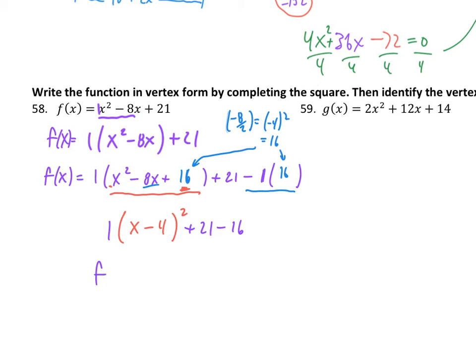The last simplification would be to combine those 2 like terms at the end there. So I just stop writing the 1 now. x minus 4 squared, and then 21 minus 16 is 5. And then the vertex is at positive 4, positive 5.